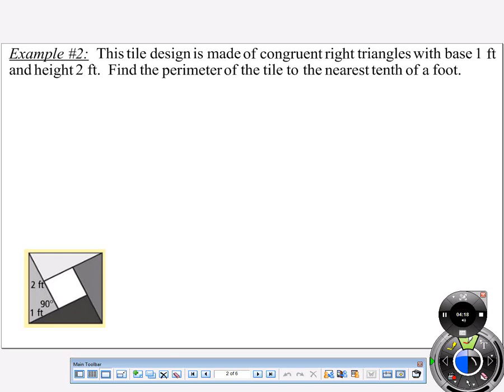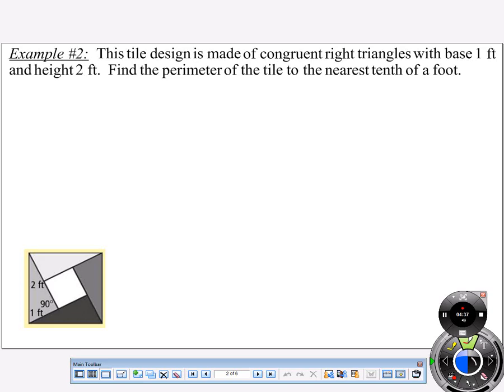All right, so I'm going to let you guys work on this for a couple minutes, see what you think. So this tile design is made of congruent right triangles. So you can see the right triangles highlighted for you. They have a base of 1, there's the right angle, and a height of 2. And it says, find the perimeter of the tile to the nearest tenth of a foot.